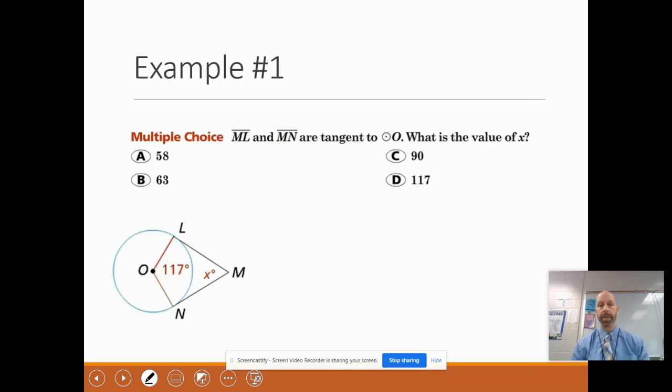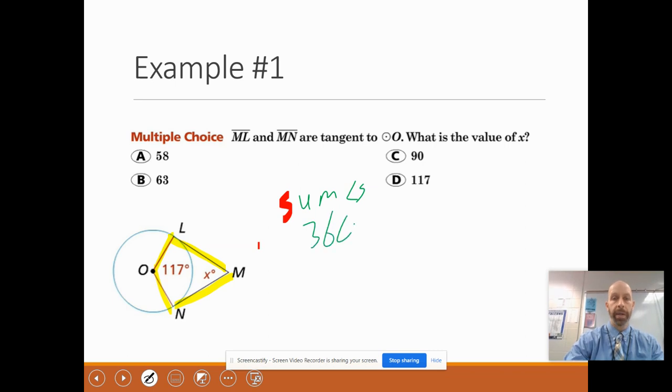Let's look at an example. This is a multiple choice question. It says segment ML and segment MN are tangent to circle O. What is the value of X? So the first thing that I would tell you to notice, in fact, let me highlight it here, hopefully we got our highlighter on yellow, is that this is a quadrilateral. And since it is a quadrilateral, we know that the sum of the angles is 360 degrees.